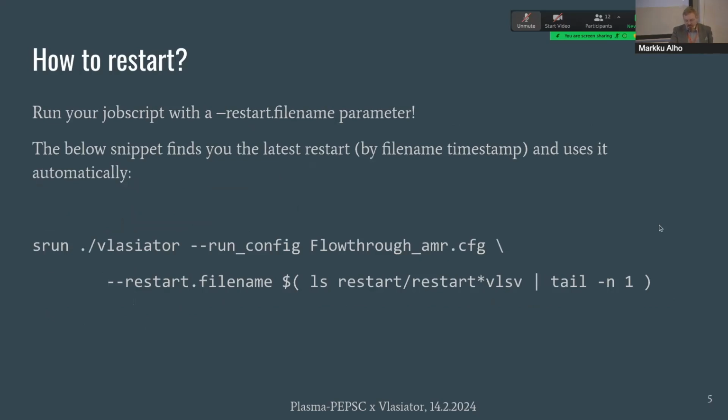And once you have these restart files, it's quite simple to pick up from a restart file. You just have this --restart.filename parameter, and then here goes the file name. And we have this handy snippet here that will find the last written restart file and use that. This command will check the restart files, sorted by the timestamp that we write into the file name of the restart file, take the last one, and feed it into the run command.